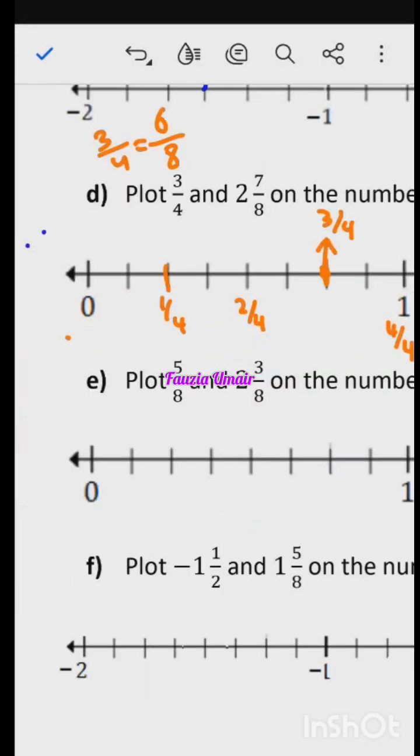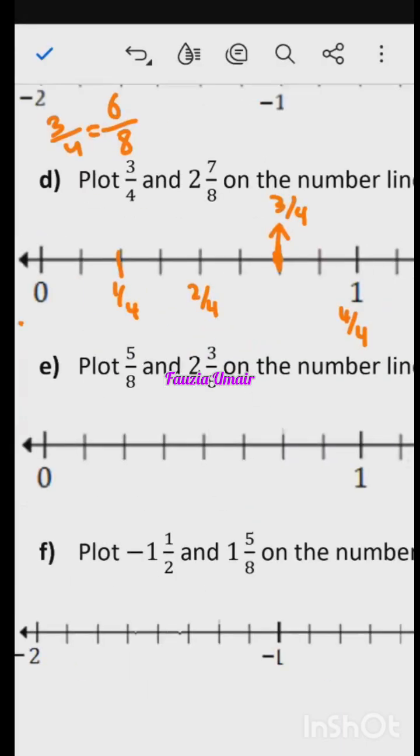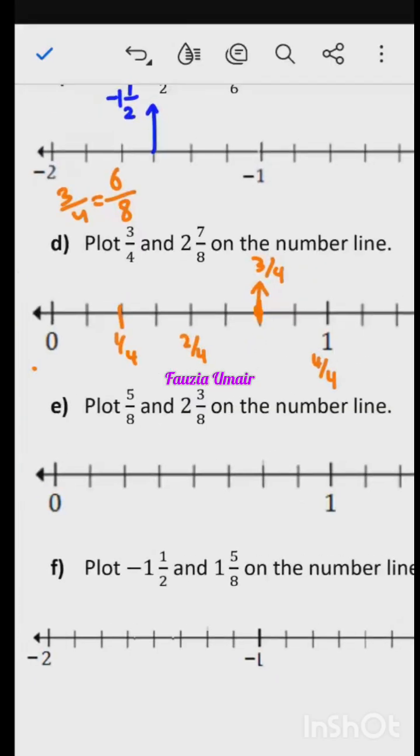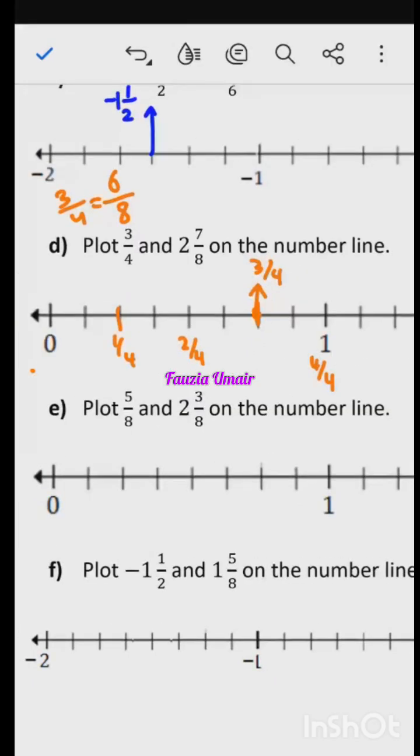So next is 5 by 8 and 2 whole 3 by 8. So where would 5 by 8 be on the number line? Fifth part. Tawassal or Hashim, anyone else? Fifth position. Please raise your hand for the answer, else I would not know. I want answers from the girls. Please raise your hand, beta. Momina, where would 5 by 8 be?